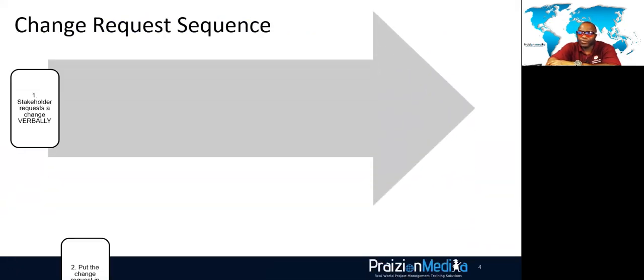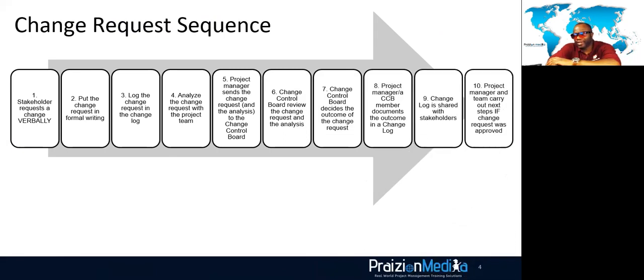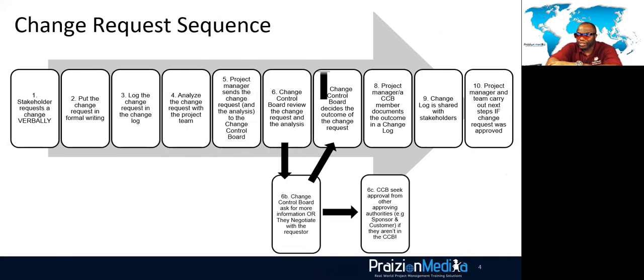You also need to remember the sequence of change requests. You may first of all get it in formal writing, or you might get it verbally. The bottom line is you need to process that change request as a project manager and ensure that you've reviewed it and you've passed the information onto the change control board if there is one.